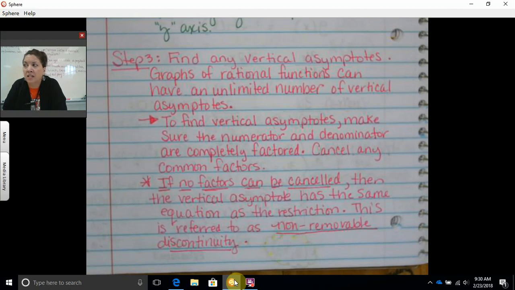So if I had x minus 3, what would I substitute in for x that would make it a 0? 3. So we would call 3 a restriction, okay? If I had x plus 2, what would x have to be in order to make it a 0? Negative 2. So we would say negative 2 is a restriction. Restrictions are things that x cannot be, because if they were, your denominator would be a 0, okay?